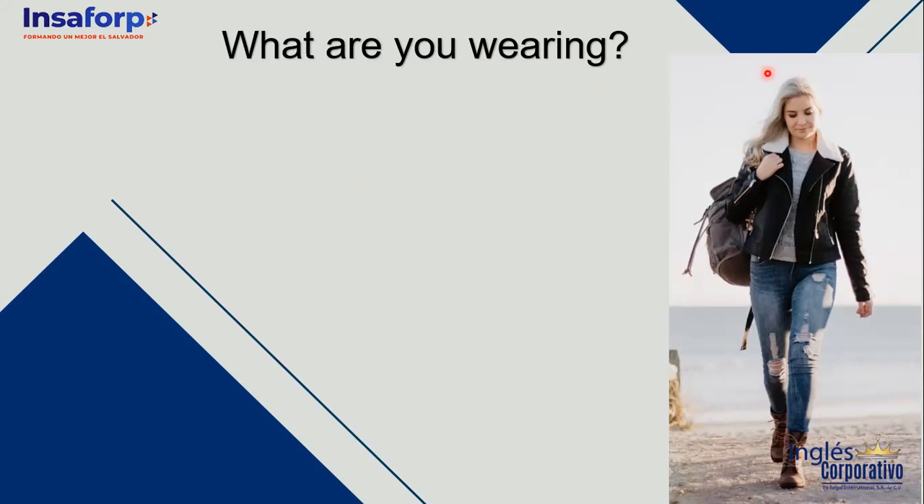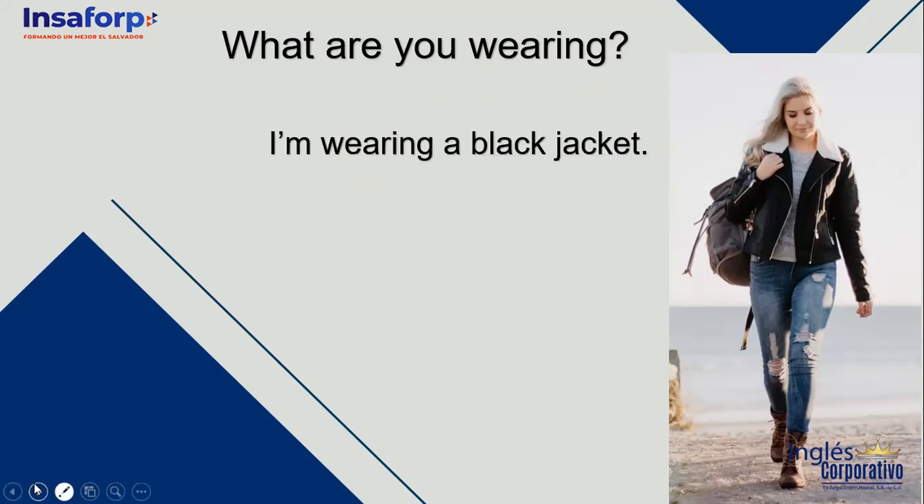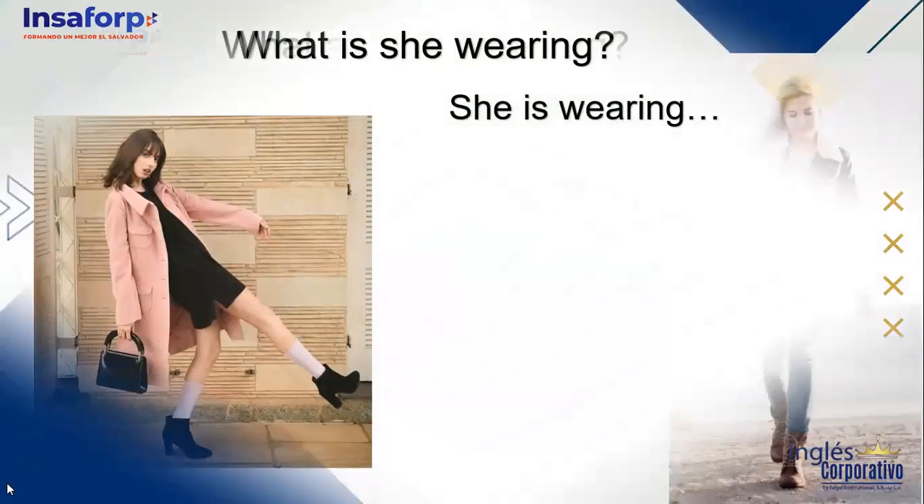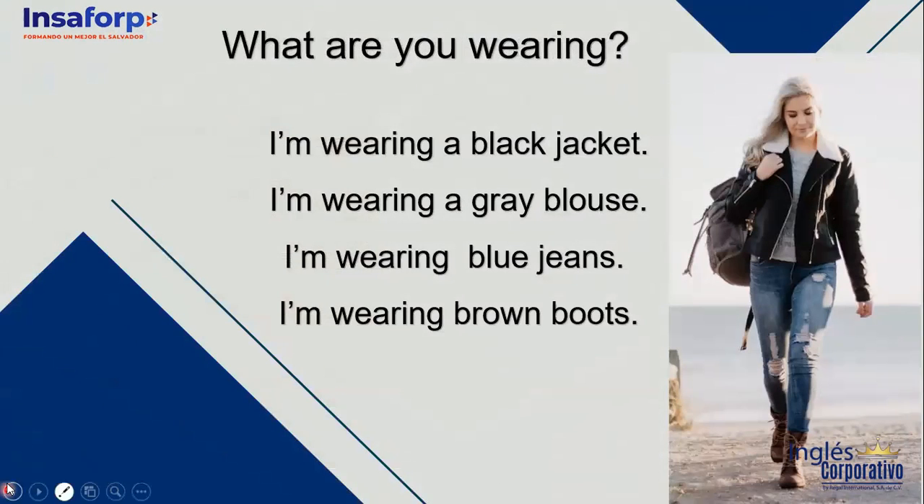So take a look at the picture. Can you look at the picture? We asked this girl, what are you wearing? And she responded, I am wearing a black jacket. I am wearing a gray blouse. I am wearing blue jeans. I am wearing brown boots. So, are those sentences correct? Look at the picture and tell me.